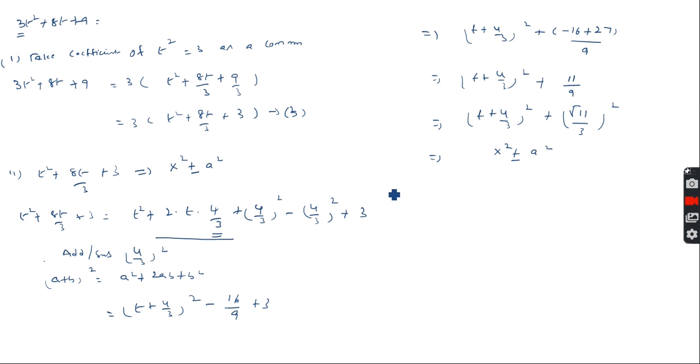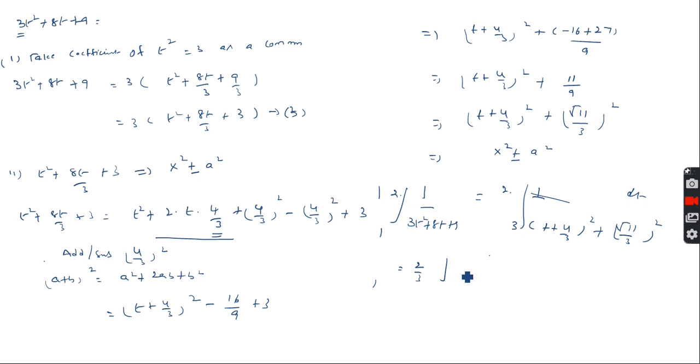So from 2 into 1 by 3t square plus 8t plus 9, and from step 3, that is 2 into 1 by 3 into this value, 3t square plus 8t plus 9 can be written as t plus 4 by 3 whole square plus root 11 by 3 whole square, into dt. Integrating, this is nothing but 2 by 3 integral of 1 by t plus 4 by 3 whole square plus root 11 by 3 whole square.